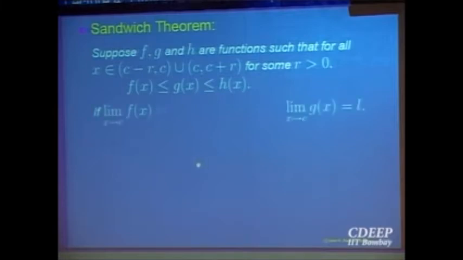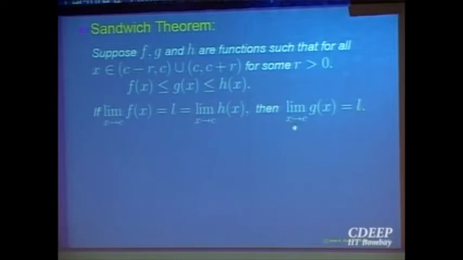Sandwich theorem. So if the limit of f(x) as x goes to c is L, which is the same as the limit of h(x) as x goes to c, then g also has the limit. What is the proof? Same as sequences. You want to say that the limit of g(x) is equal to L. You want to prove that. So what will you start with?